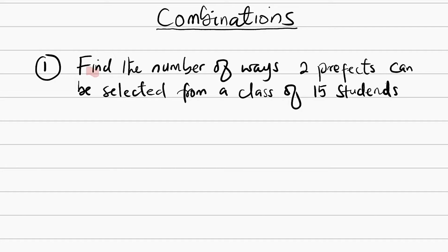The first question reads, we should find the number of ways 2 prefects can be selected from a class of 15 students. So this is nothing but 15 combination 2. But in general, remember, if we have n combination r, it is the same thing as n factorial divided by n minus r factorial, also multiplied by r factorial.